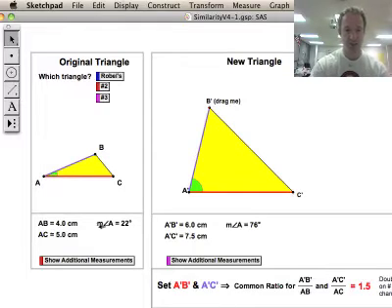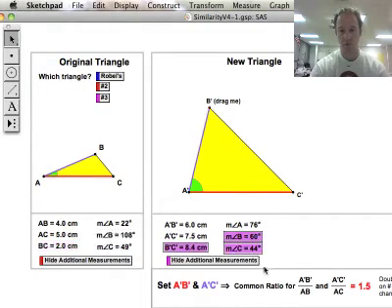Well, let's take a look at these other measurements. If we get equal angles here, then we know we have similar triangles. Oh look, 22, 108, 49, 76, 60, and 44. None of those angles are the same. So even though we have two pairs of sides that give the same ratio, in this case 1.5, those triangles aren't similar because the angles aren't the same.